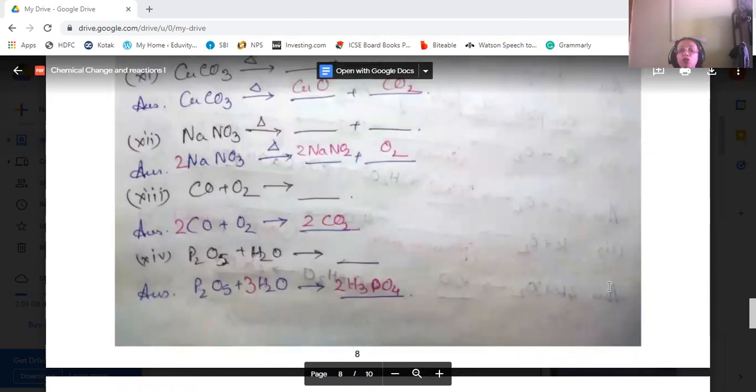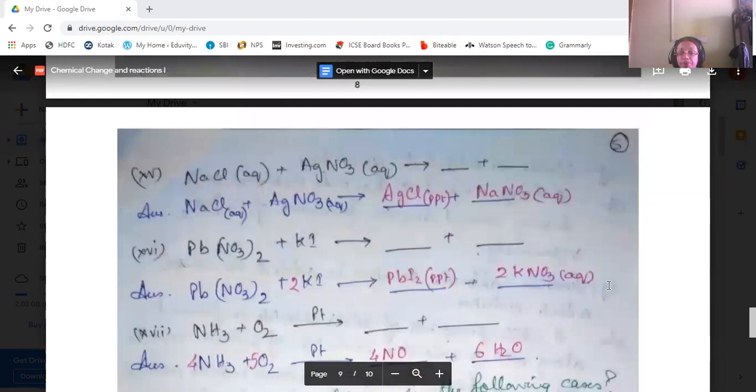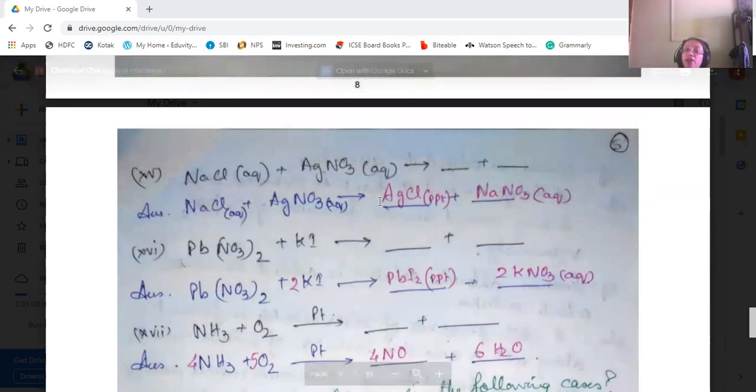Phosphorus pentoxide, P2O5, plus 3H2O forms phosphoric acid, 2H3PO4. Then NaCl, an aqueous solution of sodium chloride, combines with an aqueous solution of silver nitrate to give a precipitate of silver chloride and an aqueous solution of sodium nitrate.